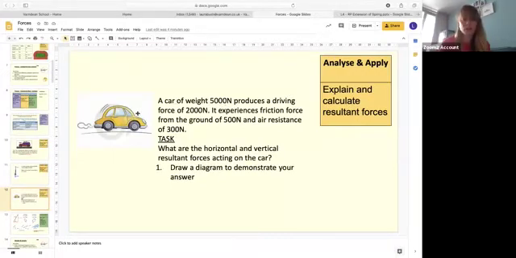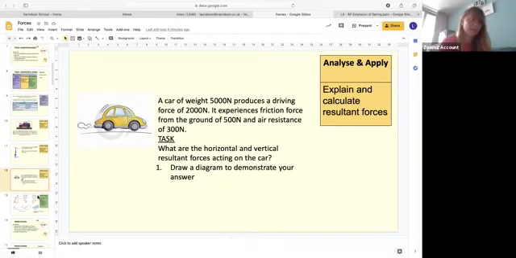So it's got a driving force of 2,000 in one direction, and air resistance and friction totalling 800 in the opposite direction. So in this horizontal line here, we've got a 2,000 and an 800, so I take those away. The overall resultant force of this one is 1,200 newtons moving right.